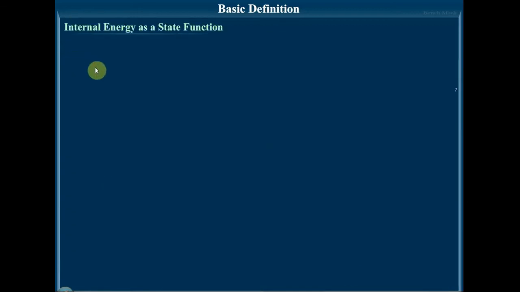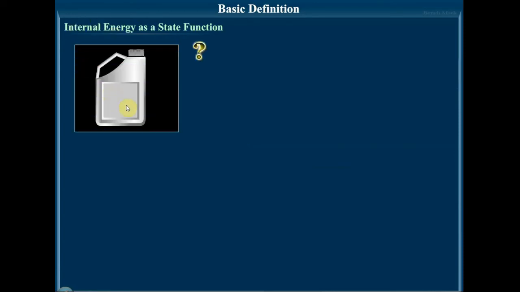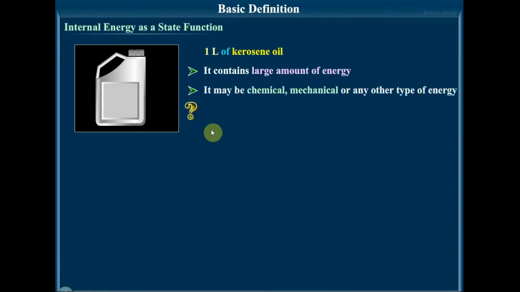Internal energy as a state function. Here you can find that internal energy is an example of a state function. A can is shown here. It is 1 liter of kerosene oil. It contains a large amount of energy. It may be chemical, mechanical or any other type of energy. The sum of all these is the energy of a system. So internal energy is actually the energy present in matter. And there are different forms of energy.